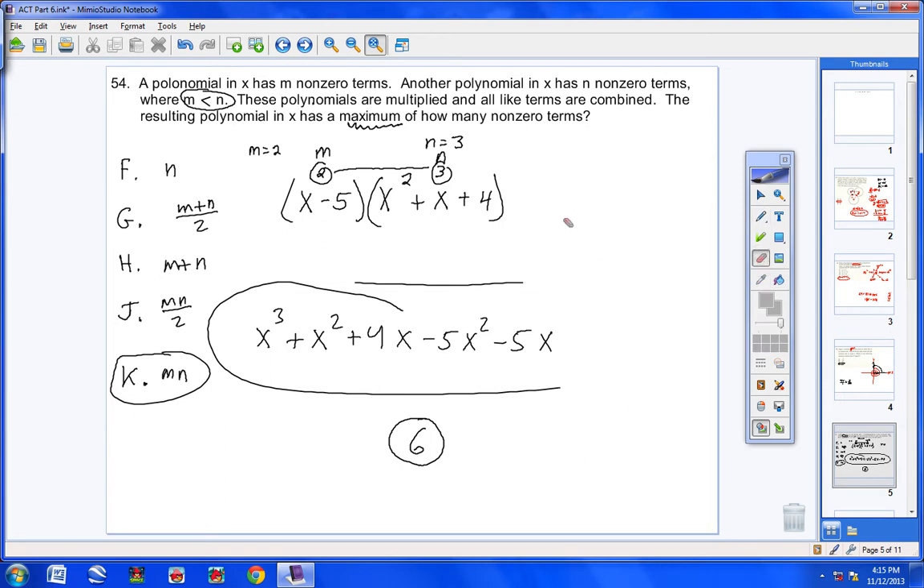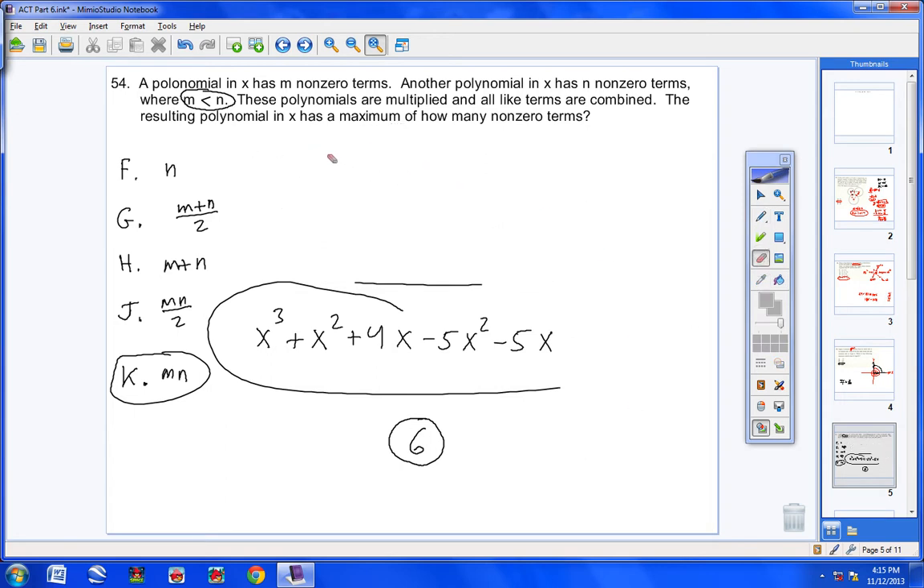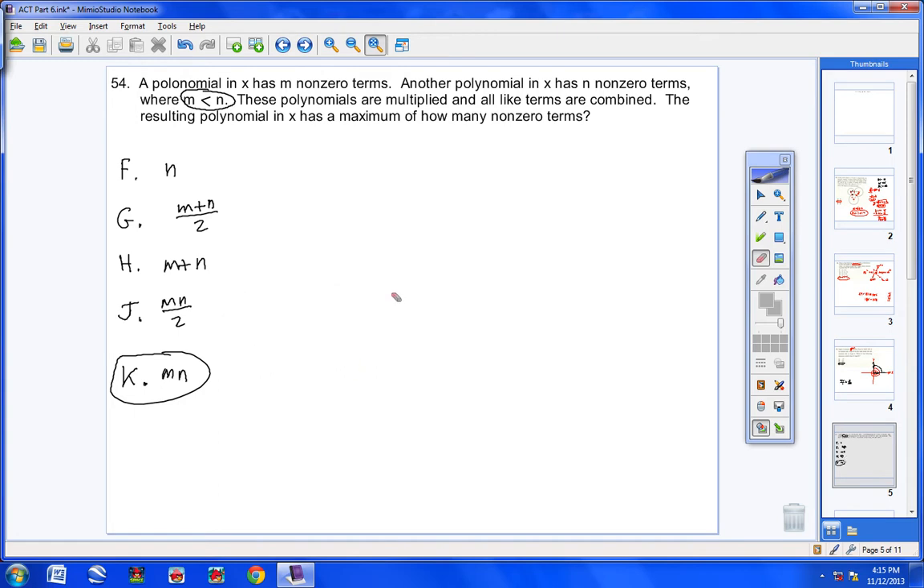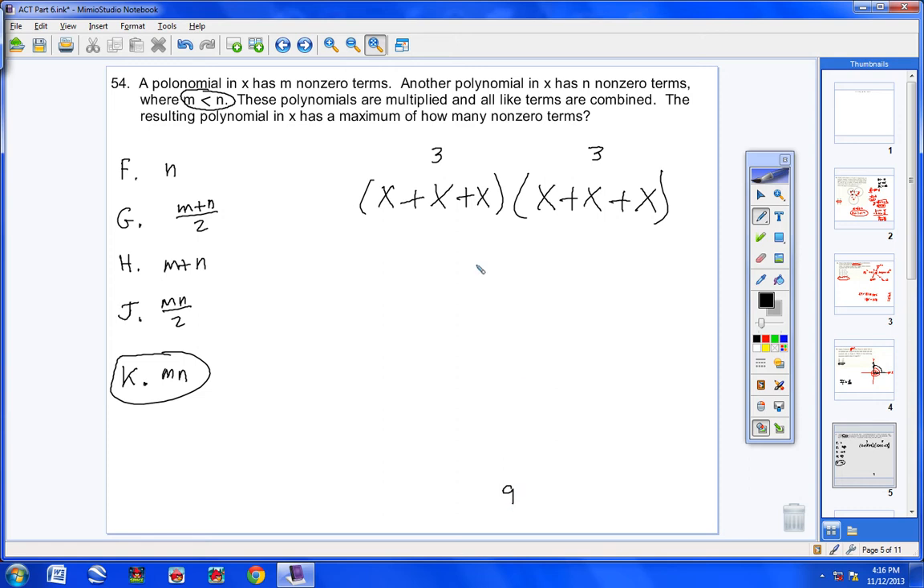Now, just one more quick thought to make you think. You might say, well, Mr. Earhart, you just gave us one example. What if that's not true? Well, just look at this. What if I had 3 terms? Just, I don't know, just 3 terms. X, X, and X. It doesn't matter. Times X, X, and X over here. Think about it. How many terms do I have here? 3. How many terms do I have here? 3. If I multiply those together, I will get out at the most how many terms? 9.